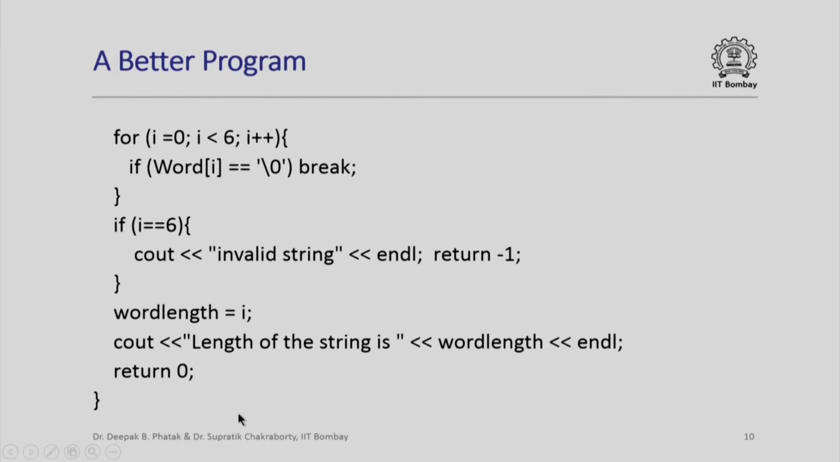A better program is to do this. If i equal to 6, then we say invalid string. That means the cin had read a string, but did not find a string of less than 6 characters. So, it did some fancy stuff, but when we came out, i was equal to 6. Now, if even when reaching i equal to 5 I do not find \0, which was the 6th position in the array, then there is an invalid string. So, we return with an error. Otherwise, we print the length of the string is word length.